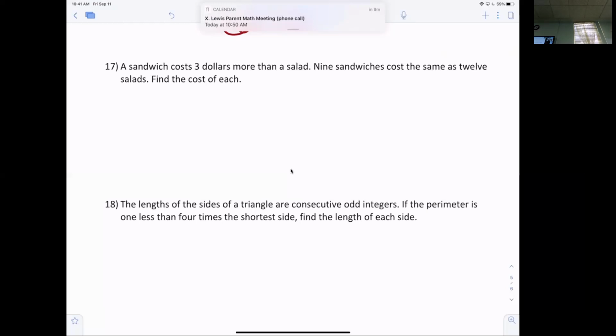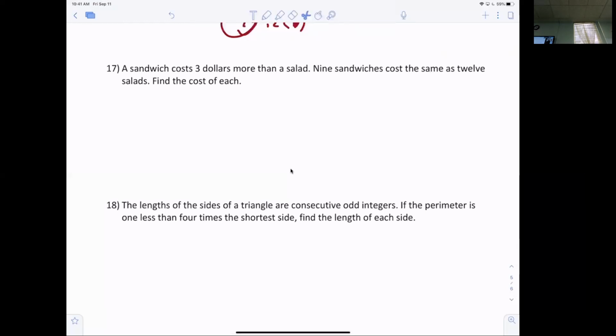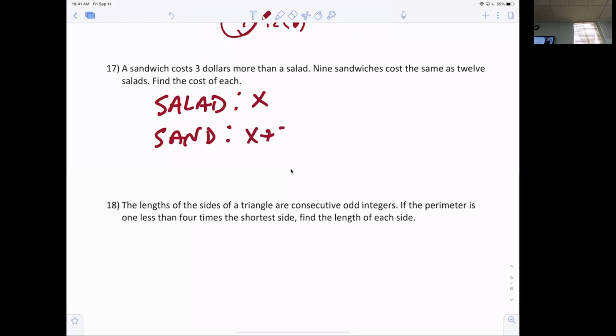Tell me, first thing. So the salad, or salad. Because it says S and S, right? So fruit salad and then S. Yes. So salad, sandwich. All right. So tell me, salad equals X and the sandwich equals X plus 3. Okay. And then the equation is 9 open parentheses X plus 3 close parentheses equals 12X.